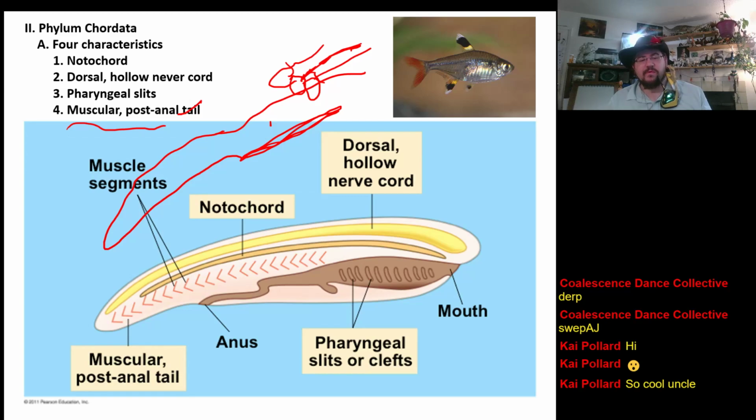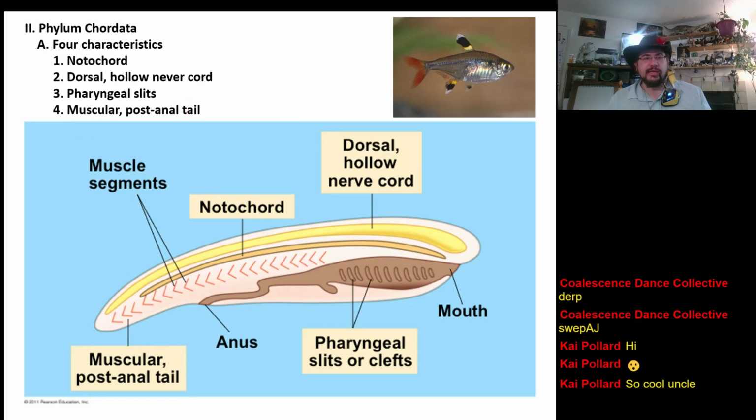Okay, these are the 4 defining features that tell you have a chordate: notochord, dorsal hollow nerve cord, pharyngeal gill slits, and muscular post-anal tail. All chordates show all 4 characteristics at least at some point during development.